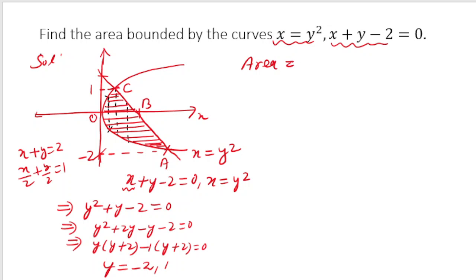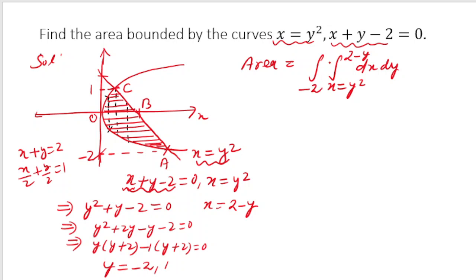So area will be given by, since this time I am taking the horizontal strip, I am writing dx dy, right? And all the horizontal strips that I have taken, they are all starting at the parabola, that is x is equal to y square. So I am writing the limit of x, that is x is equal to y square, and it is going up to the straight line, x is equal to y minus 2, so it should be written as x is equal to 2 minus y, because we write the limits in terms of y. And then the limit of y will be minus 2 to 1.